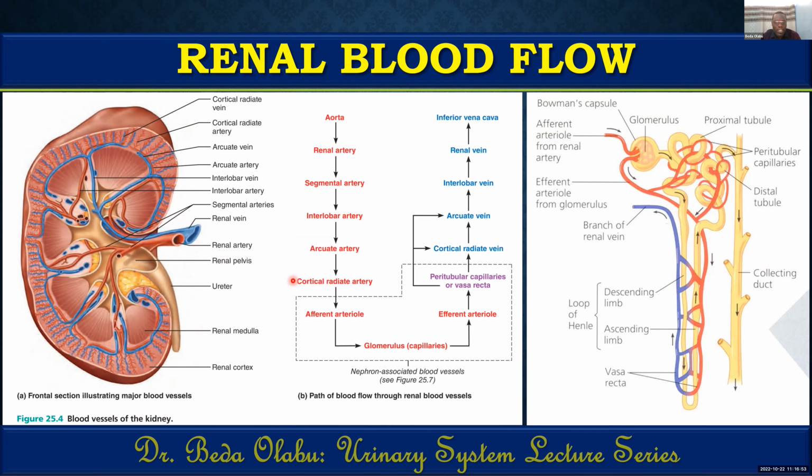There are very many. These cortico-radiate arteries are the ones that give rise to the afferent arterioles. The afferent arterioles are the blood vessels that go to the glomerular tuft of capillaries. And so from the glomerular tuft of capillaries, we have a vessel called the efferent arteriole that comes out. In this image, this is the afferent arteriole that goes to the glomerulus, then the efferent arteriole that comes out.